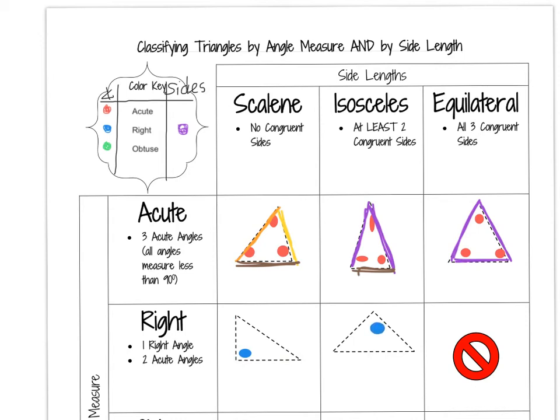Scalene, again, means that none of them are congruent. So this side would be different than the yellow side, which will also be different than the brown side. But when we hop over here to the isosceles right triangle, I know that there are two sides that are congruent and then one side that isn't.